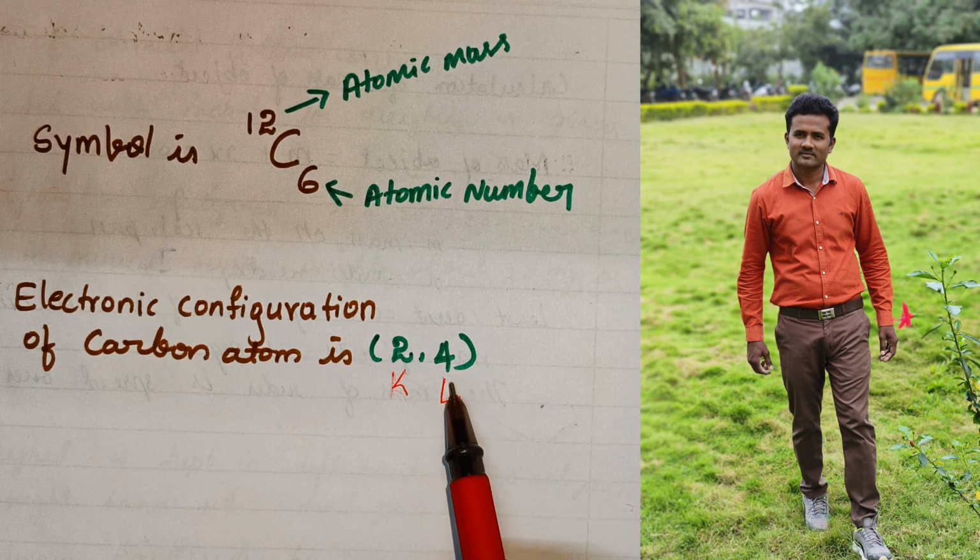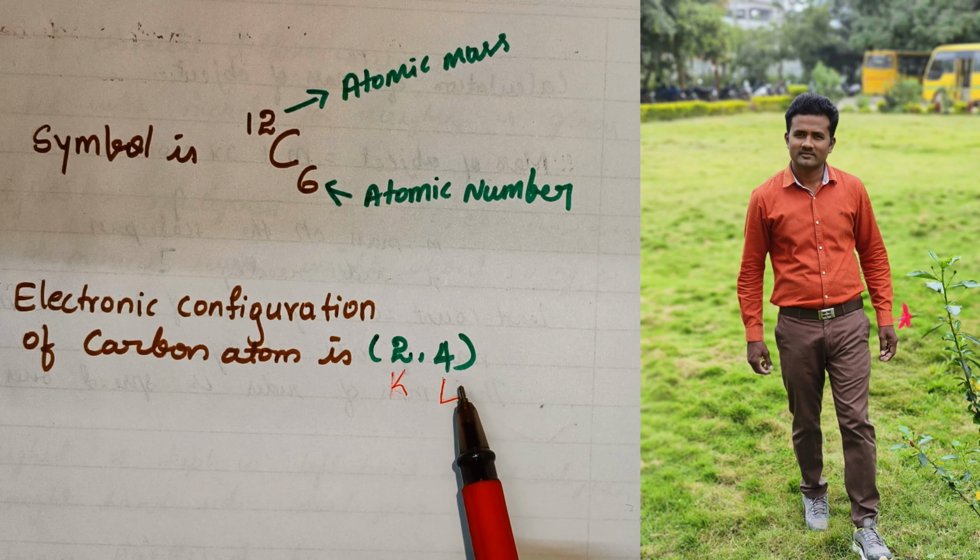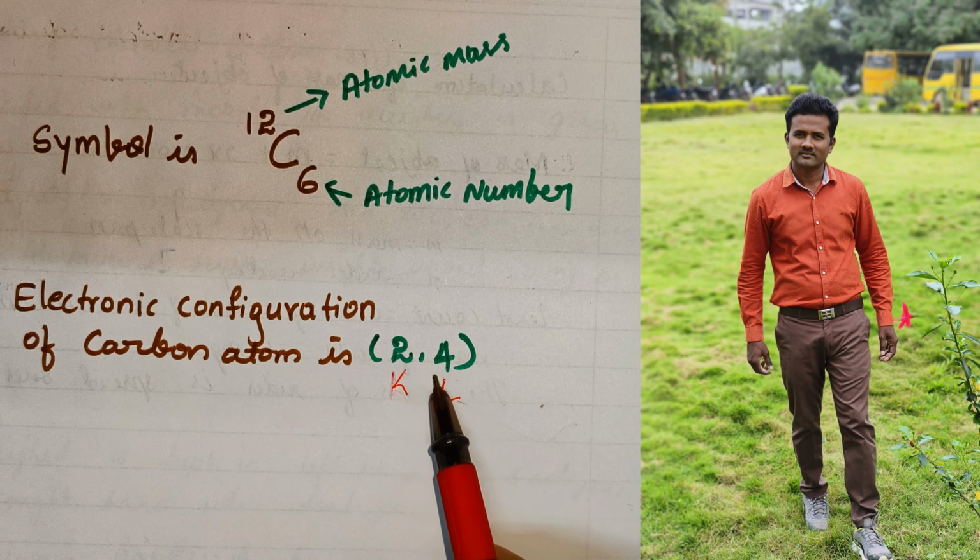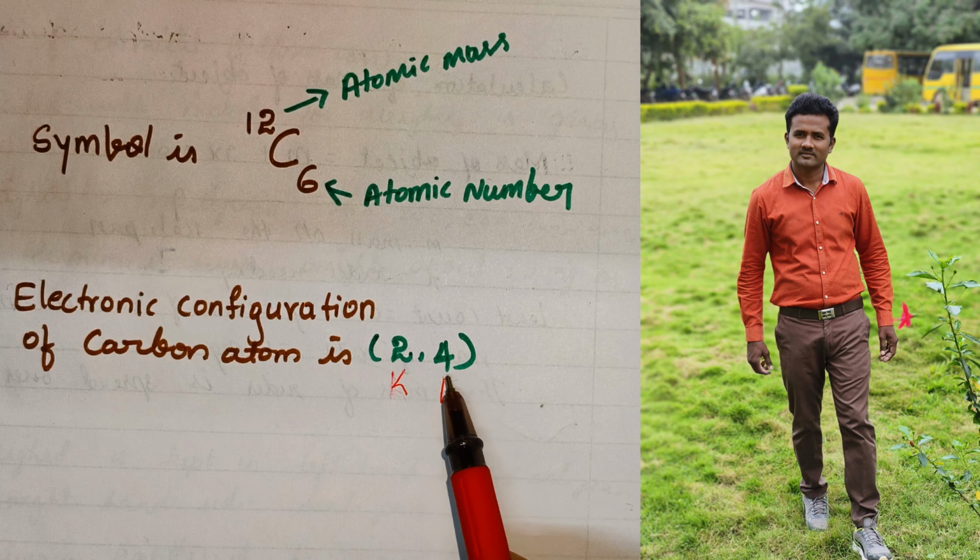The L shell is also known as the valency shell, which means it is the outermost shell, the last shell. Here the carbon atom contains 4 valence electrons.